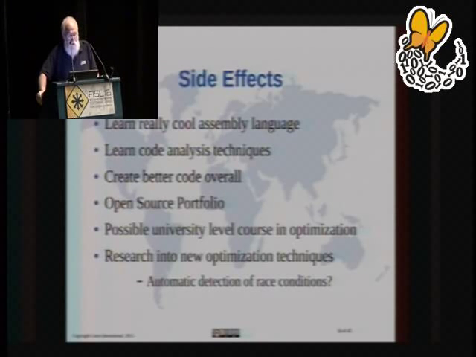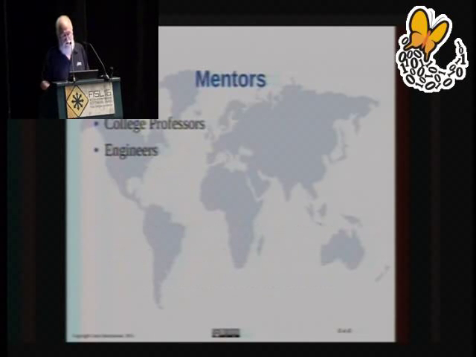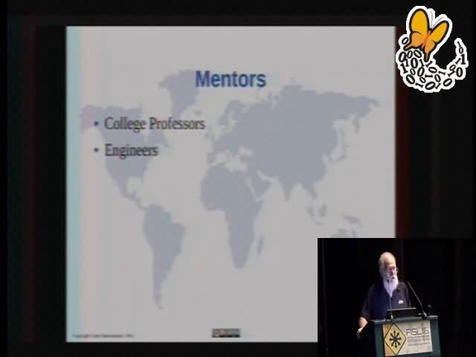You could also do research into new optimization techniques for the compilers. All you compiler writers that are out there, I know you're out there. And maybe even things like automatic detection of race conditions. We're also looking for mentors to help young programmers doing this, college professors and engineers.